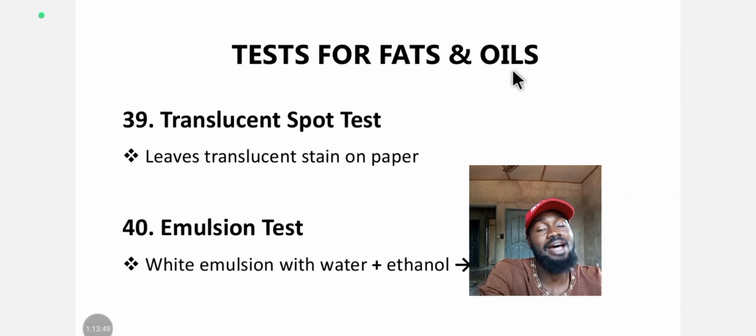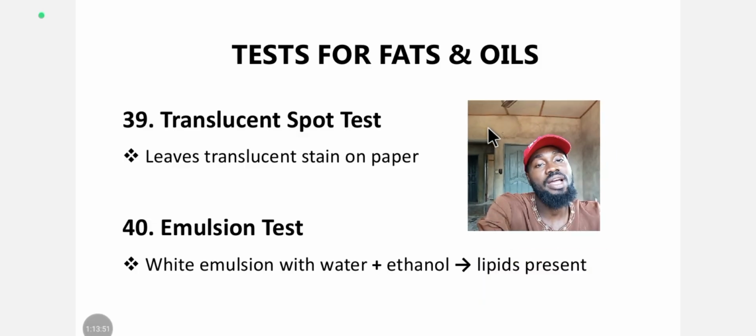Test for fat and oil. Under the test for fat and oil, this is very easy. Number 39, the translucent spot test, leaving translucent stain on paper. When you use the translucent spot test, it's going to leave a translucent stain on the paper. That indicates the presence of fat and oil.